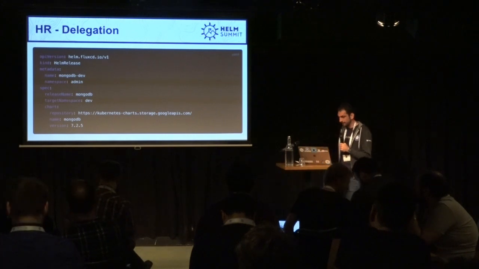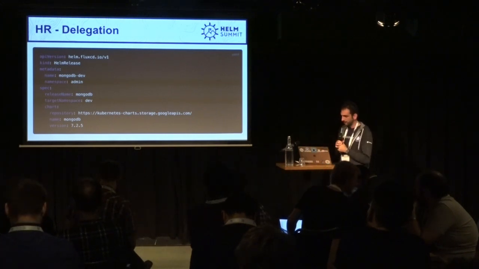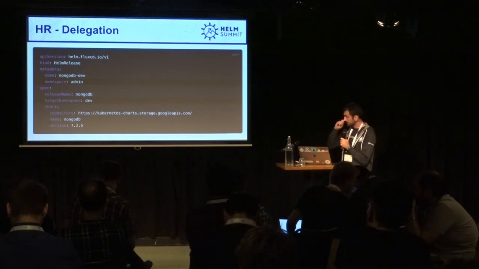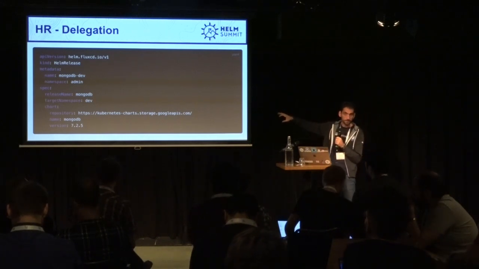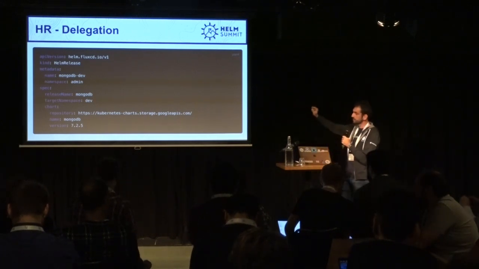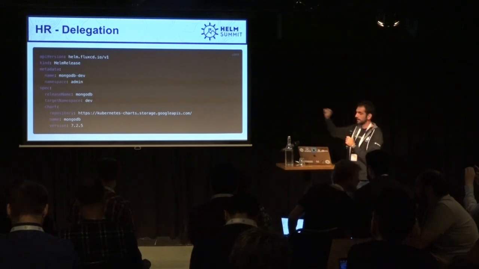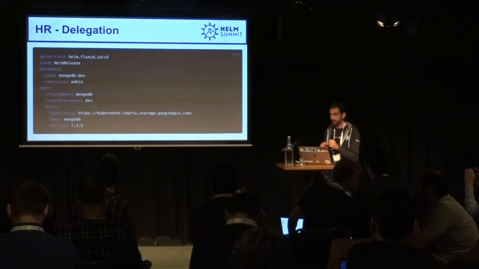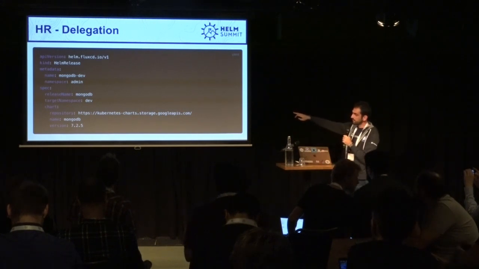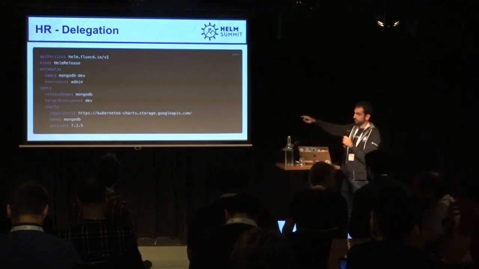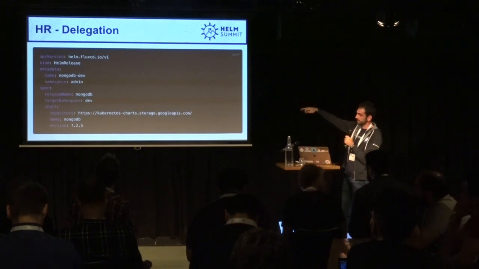Okay, another feature that we shipped recently is namespace delegation. So you can create a Helm release. This file gets created in the admin namespace. But you want to install MongoDB in the dev namespace, right? So in the specification next to the release name, you can specify a target namespace. If you don't specify it, then it's the same namespace as the Helm release.